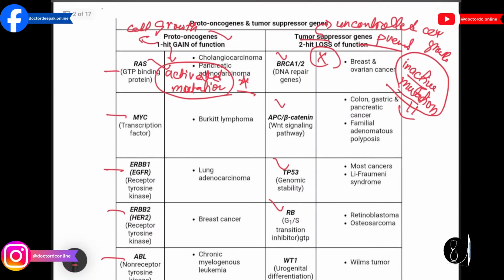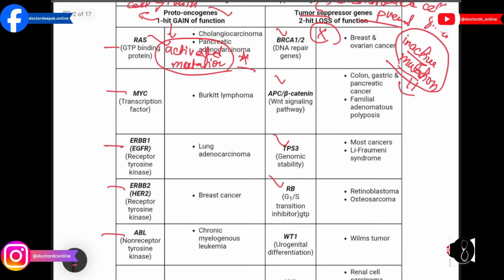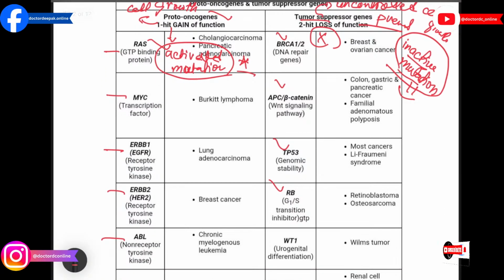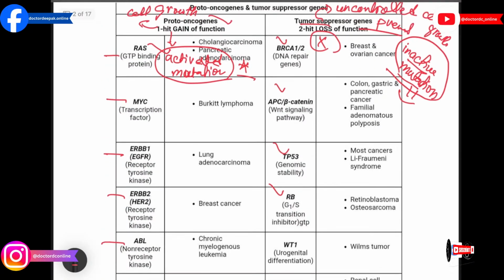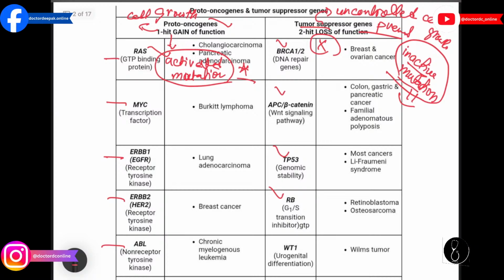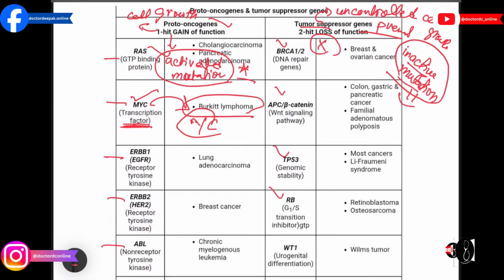And guys, it's a very important table. Kindly note or take a screenshot of that table. It tells which gene is responsible for which function, and secondly, what the most common cancers are after the mutation of those genes. Okay? Like after BRCA1 and 2, you get breast and ovarian cancer.